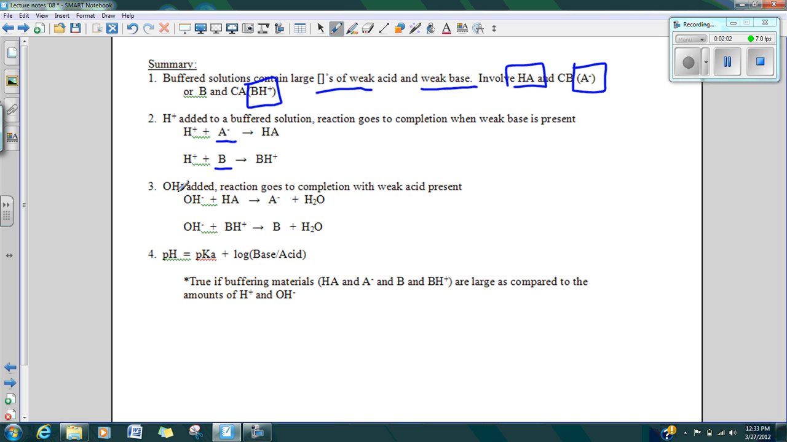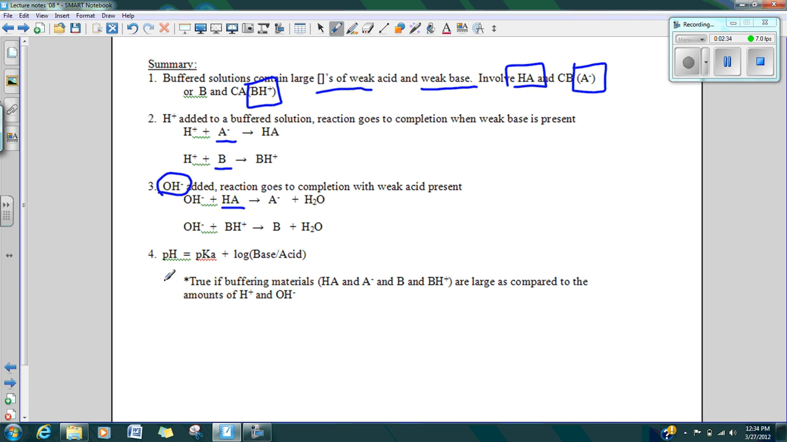Here's another assumption you have to remember: if hydroxide ion is added, this reaction is always going to go to completion with a weak acid present. The reason is that this weak acid is going to dissociate, and it's going to continue to dissociate until all of the hydroxide ions have formed into water. So this reaction is going to go to completion. The hydroxide is going to be at 0. And the same thing will happen for the base.